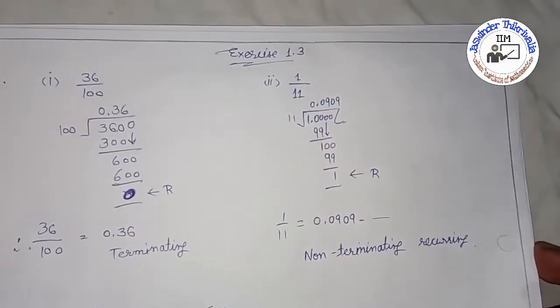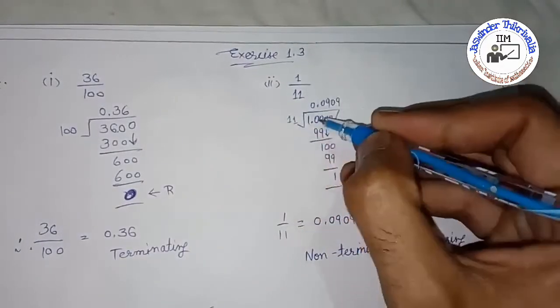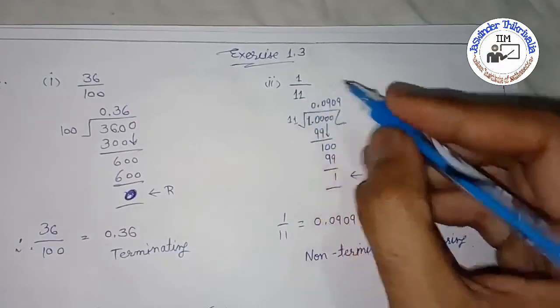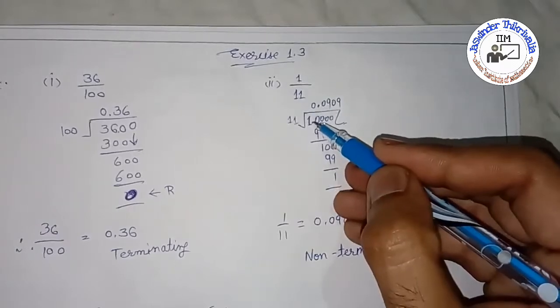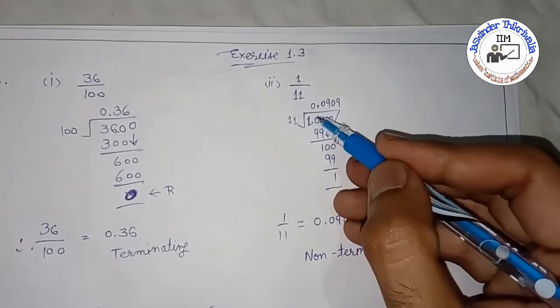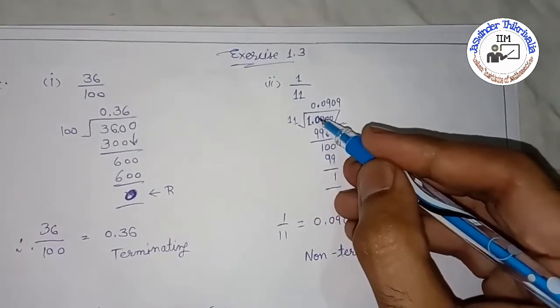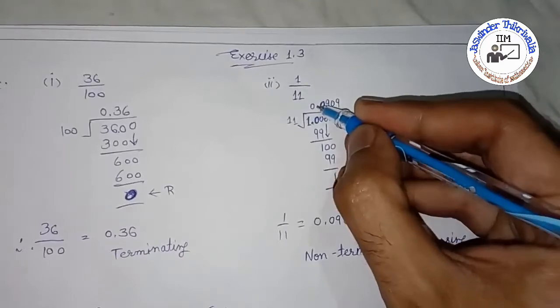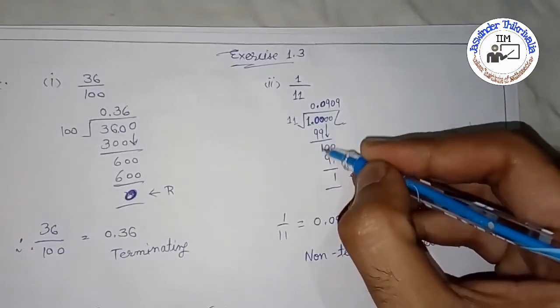Now second problem, 1 upon 11. This is question number 1, second part. 1 is our dividend. We will keep it inside this division bracket and we will divide it by 11. First, 1 is 1 digit, 11 is 2 digit. We will take 0 point and we will make it a 10. 0 we will put from our side, 1.0. So 11 will again not go in. 10 is not divisible by 11. So we will again take 0 here. So 11 times 9 is 99. 100 minus 99, 1 remainder.